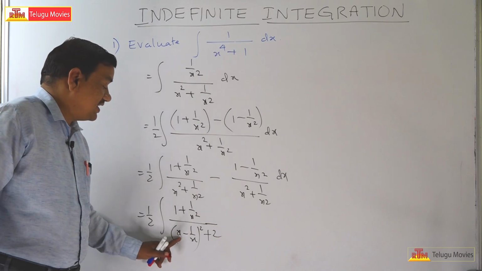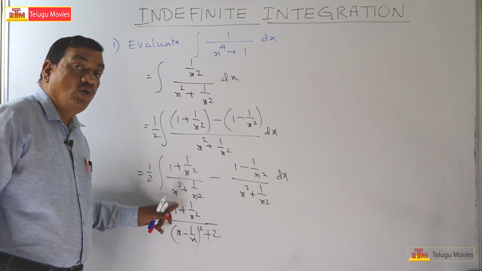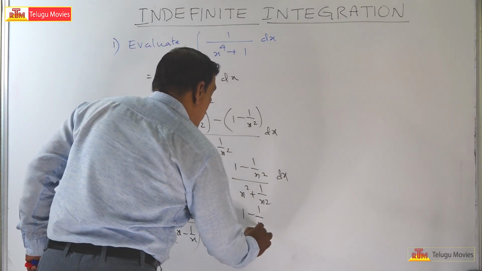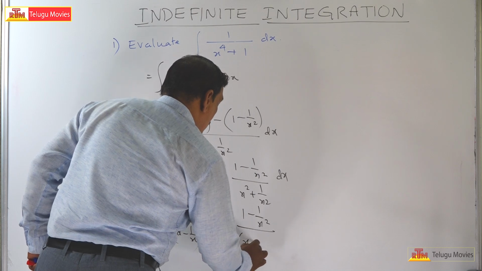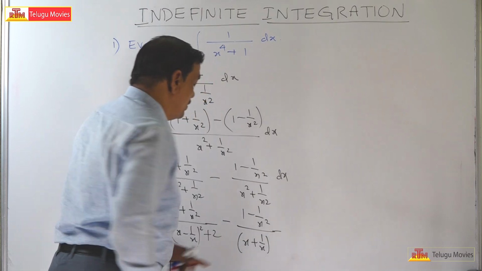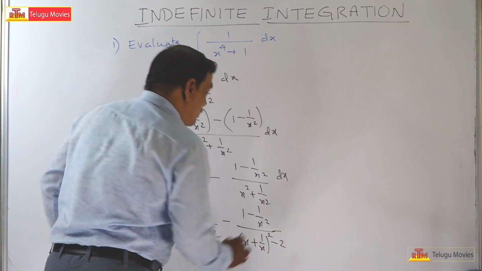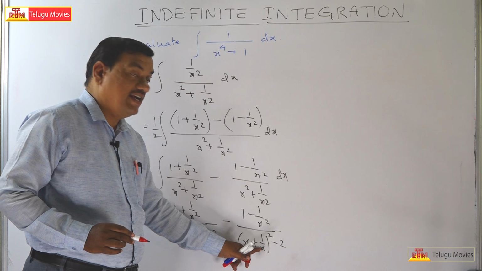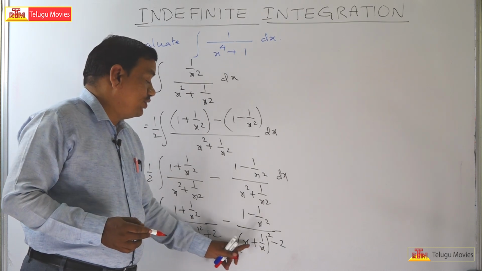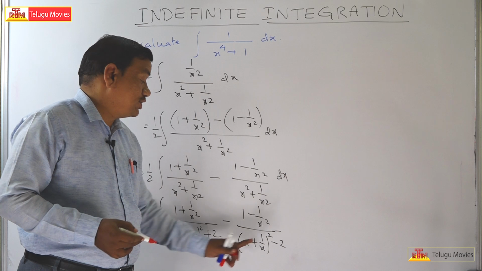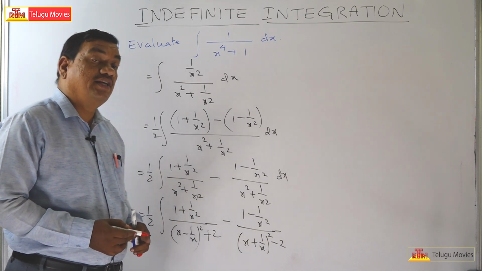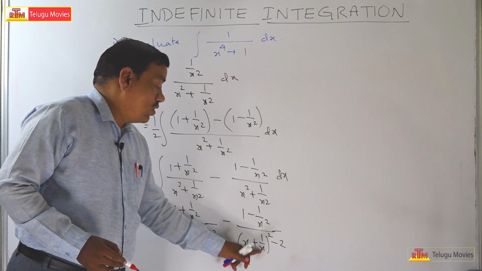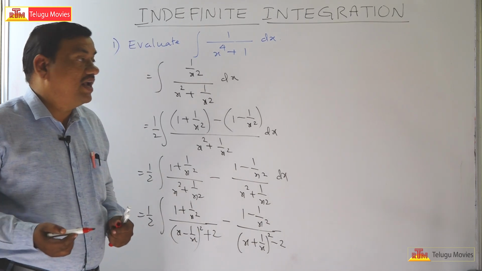Now, the derivative of x minus 1 by x is 1 plus 1 by x square. In the other term, 1 minus 1 by x square, I wrote x plus 1 by x, so here minus 2 you have to write inside the whole square. Why? Because a square is x square, b square is 1 by x square, and 2ab is 2 into x into 1 by x, the x's cancel, so plus 2 minus 2 will get cancelled. Why did I write it like this? See, what is the derivative of x plus 1 by x? The derivative of x is 1, and of 1 by x is minus 1 by x square.